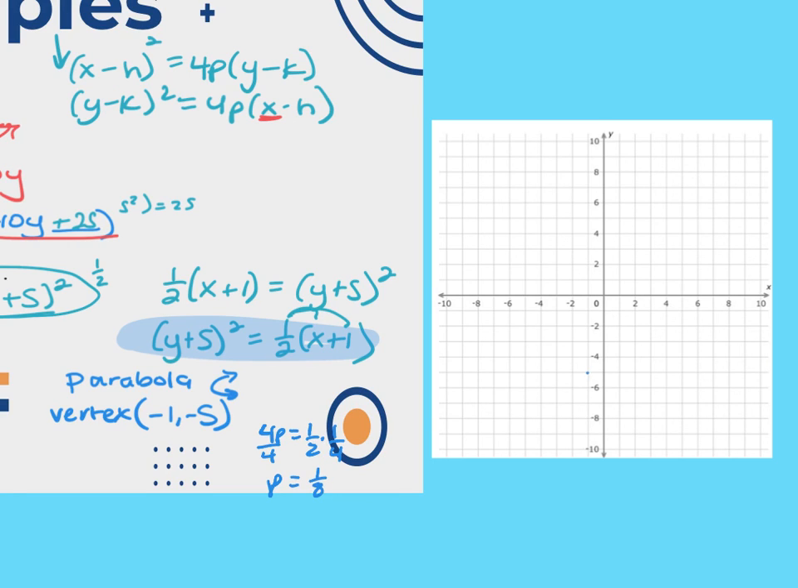So my -1, -5, which is here, is my vertex. I'd have to go to the right 1/8 to get the focus, left 1/8 to get the directrix. So add the 1/8 on to the x coordinate of my vertex, and I get -7/8, -5. Subtract the 1/8 from the x coordinate of my vertex, and I get the directrix, x equals -1 and 7/8. Or sorry, not just -1, 7/8.